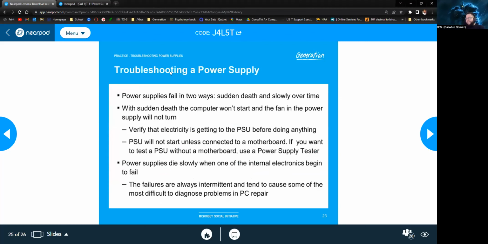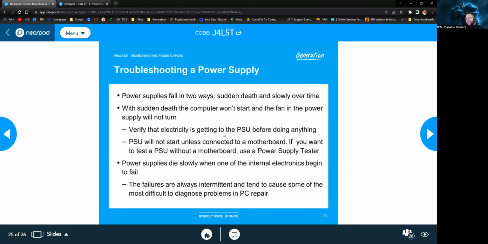All right, so troubleshooting a power supply. Power supplies fail in 2 ways: sudden death and slowly over time. So they can crap out right on the spot, or you can have little symptoms like you're not getting enough power, things dimming in and out. Your hope is the first one. Exactly. With sudden death, the computer won't start and the fan in the power supply will not turn on.